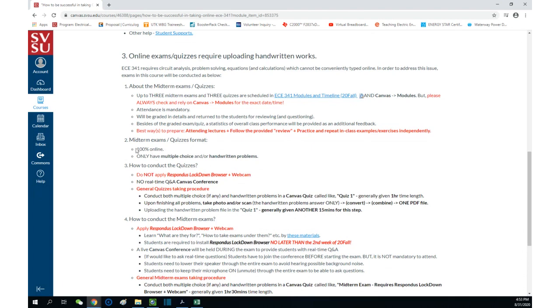And 100% online and only multiple choice and/or handwritten problems. You probably have exams full of handwritten problems without any multiple choice. That's possible. However, it's not possible the other way around: only multiple choice, no handwritten problems. No, that's not possible. But you could have both.